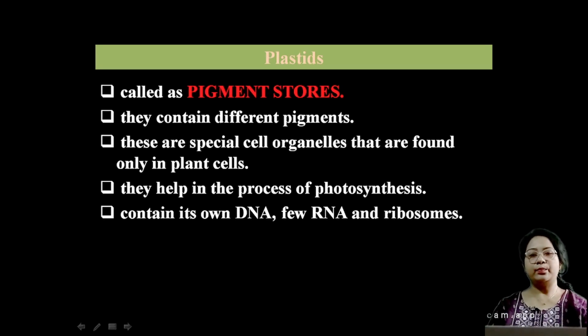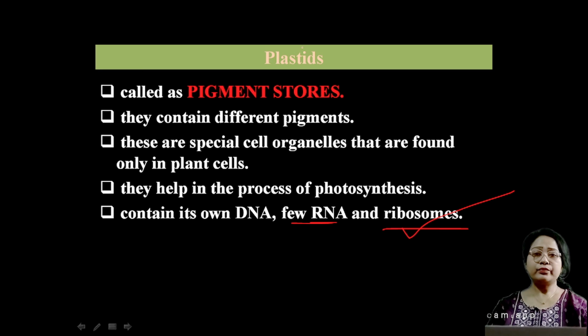Then the last one is the plastids. I think plastids is also a very common word to each and every one of us. The plastids are present only in plant cells. They are called the pigment stores; they contain different pigments. These are special cell organelles found only in plant cells. They help in the process of photosynthesis, and the main peculiar point, like the mitochondria, is that the plastids also have their own DNA, a few RNA, and also ribosomes.